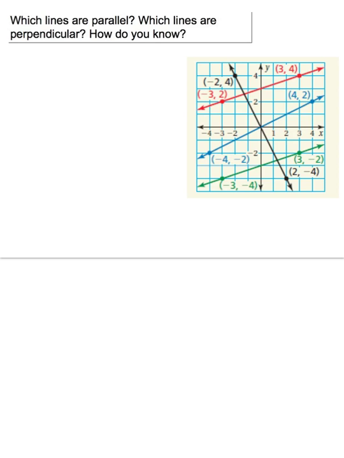So I want you to try this one in your table group. You have 4 lines up here. You have a red one, a blue one, a green one, and a black one. I want you to find the slopes, and I want you to tell me which ones are parallel and which ones are perpendicular. So go ahead, pause the video, give yourselves about 30 seconds to a minute to figure out your slopes and talk about which 2 are parallel, which 2 are perpendicular. Go ahead.